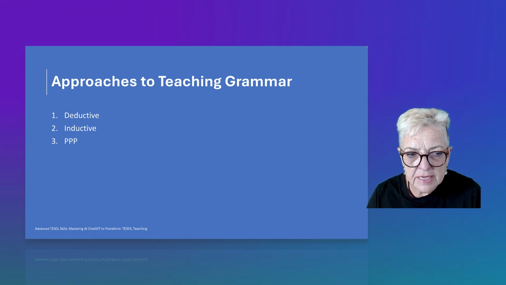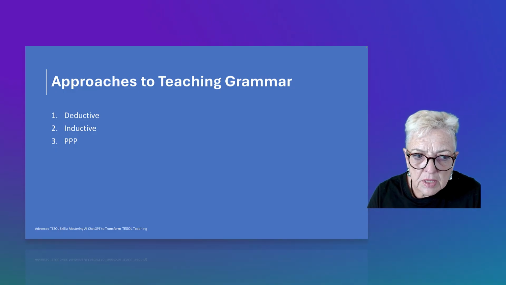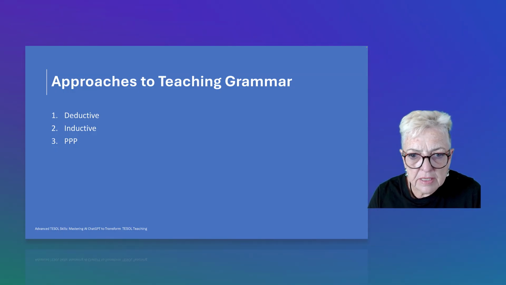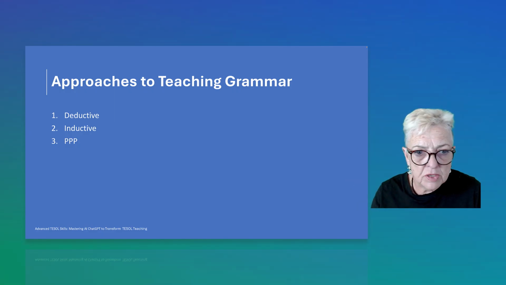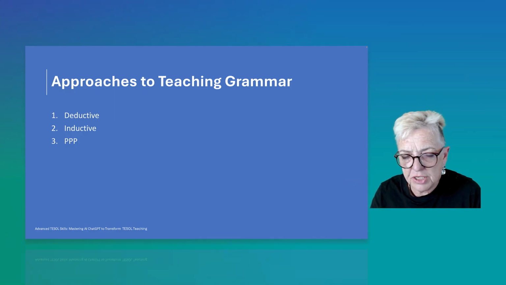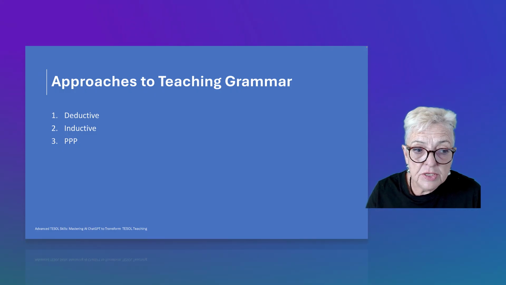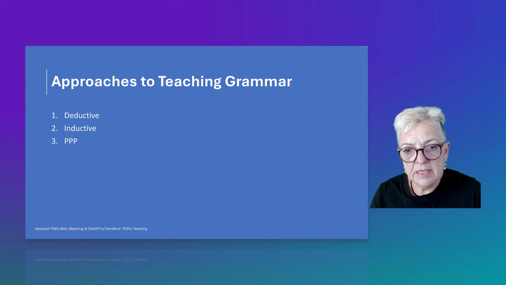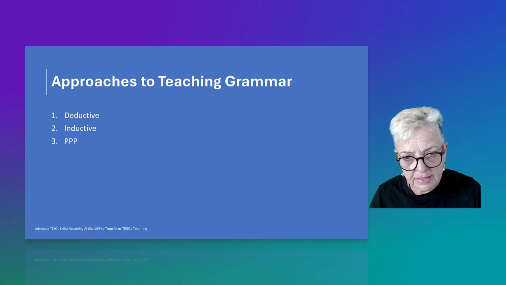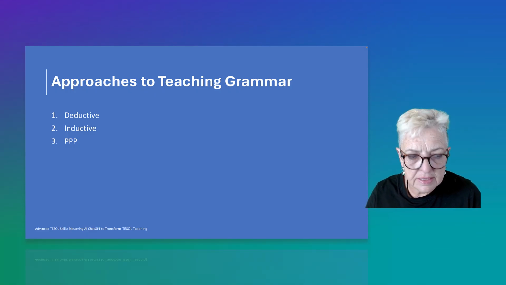PPP is presentation, practice, production. It's more of a lesson model, but the teacher stands at the front and gives a little situation, often with pictures, explanation, highly contextualized piece of language. Then the students practice and they produce it. So controlled practice is the second P, and theoretically a freer practice is the final P.